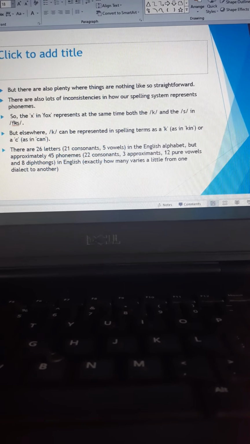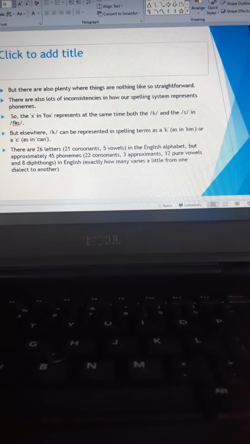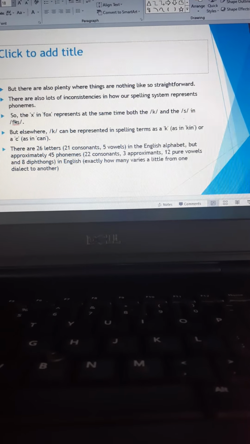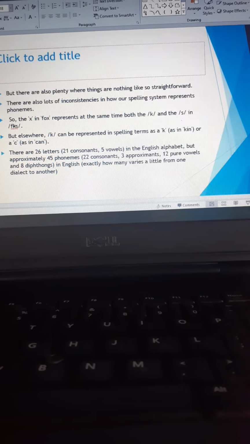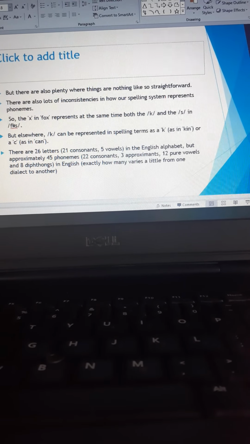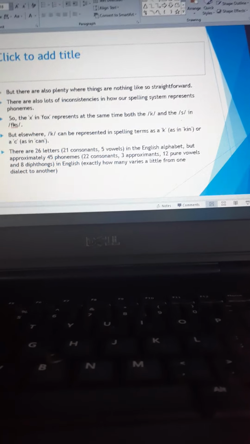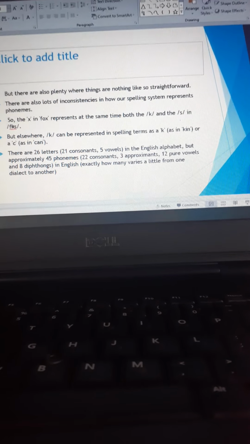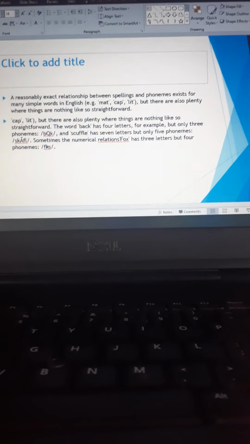There are 26 letters, rather, 21 consonants and 5 vowels in the English alphabet, but approximately 45 phonemes: 25 consonants, 3 approximants, 12 pure vowels, and 8 diphthongs in English. Exactly how many varies a little from one dialect to another.